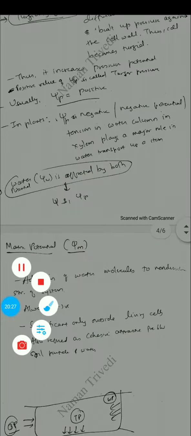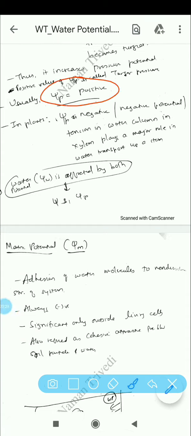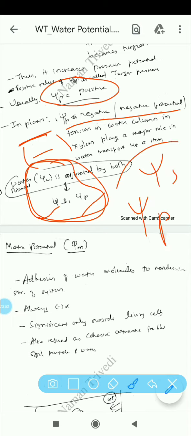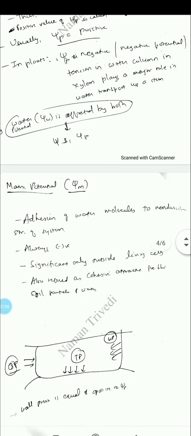Okay, so usually psi p is positive, whereas in plants psi p can be negative. Why? Because of the tension in the water column. So as such, psi w or water potential can be affected by both psi s and psi p. So psi s plus psi p is equal to psi w, and both of these can affect water potential.